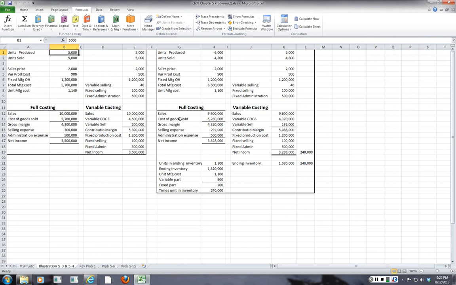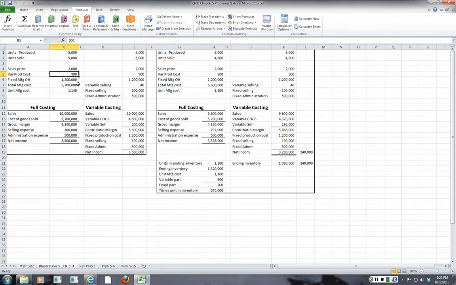I see I'm just a little slow getting in here, but I want to go through chapter 5 here. We're going to talk about how to develop a full costing income statement, compare that with a variable costing income statement, and we're going to start by taking both units. We're going to produce 5,000 units and sell 5,000 units. And the selling price is $2,000.